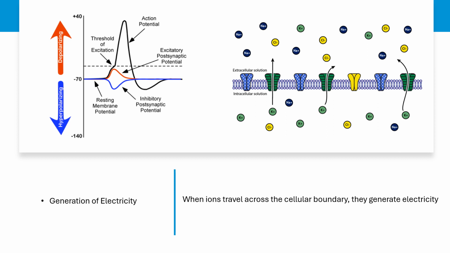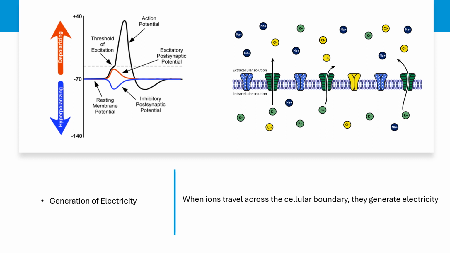When some potential more than this threshold value comes to the neuron, the sodium ions start to transfer through these gates from the extracellular region to the intracellular region, and the potential gradually increases to this peak. After this peak, the concentration of sodium in the extracellular region becomes very low, and in the intracellular region the concentration of sodium becomes very high. Then these green gates of potassium open, and the gates of sodium close.